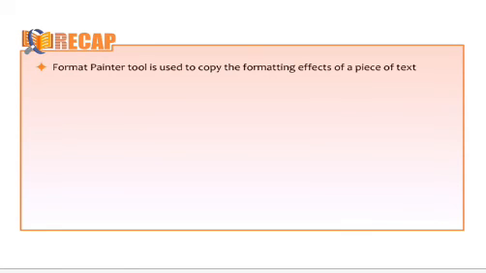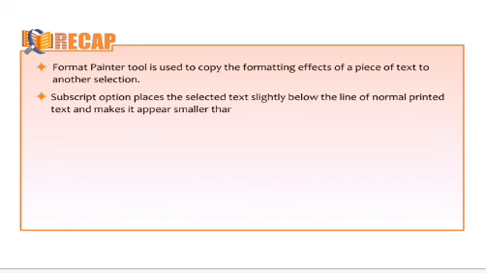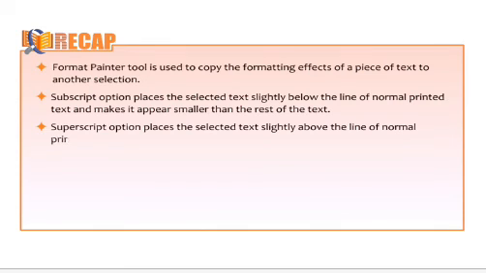Okay students, let us take a recap of this chapter. Format Painter tool is used to copy the formatting effects of a piece of text to another selection. Subscript option places the selected text slightly below the line of normal printed text and makes it appear smaller than the rest of the text. Superscript option places the selected text slightly above the line of normal printed text. In MS Word, a file is saved with an extension .docx.